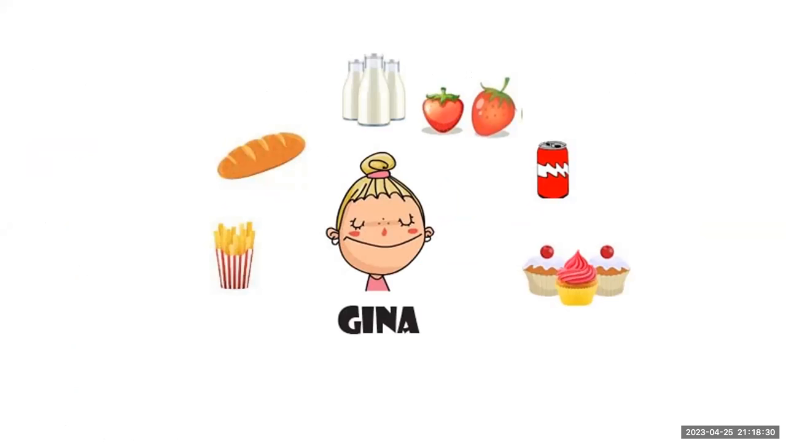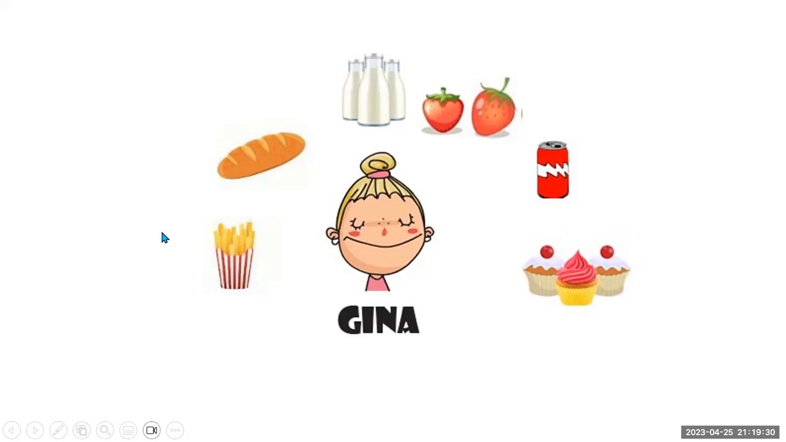Okay, you are going to tell me what Gina would like to eat. I like strawberry. Strawberry. I like patatas. Okay, hold on. We are going to talk about Gina. Gina would like to eat a cupcake. What is that? The cupcake. Talking about this one. Okay, what about this and this and this?